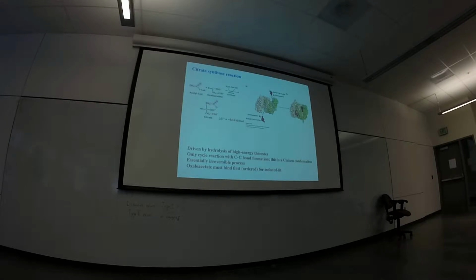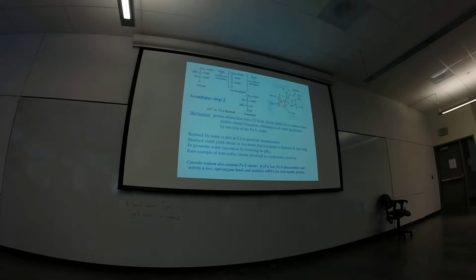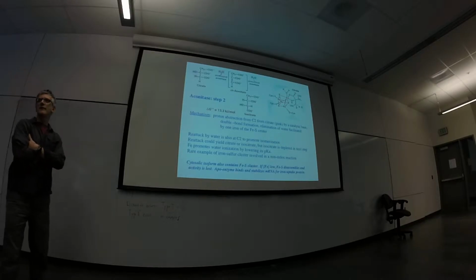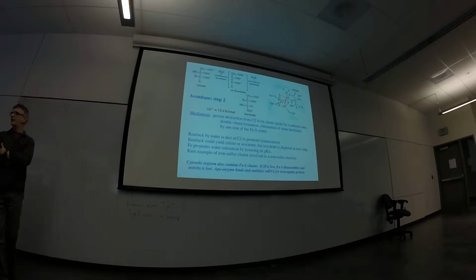Okay, so citrate synthase is followed by this enzyme called aconitase, which is an interesting enzyme for a couple of reasons. But my favorite part about aconitase is it has this iron sulfur cluster in it. And I don't know, have you guys seen iron sulfur clusters before? Maybe not.